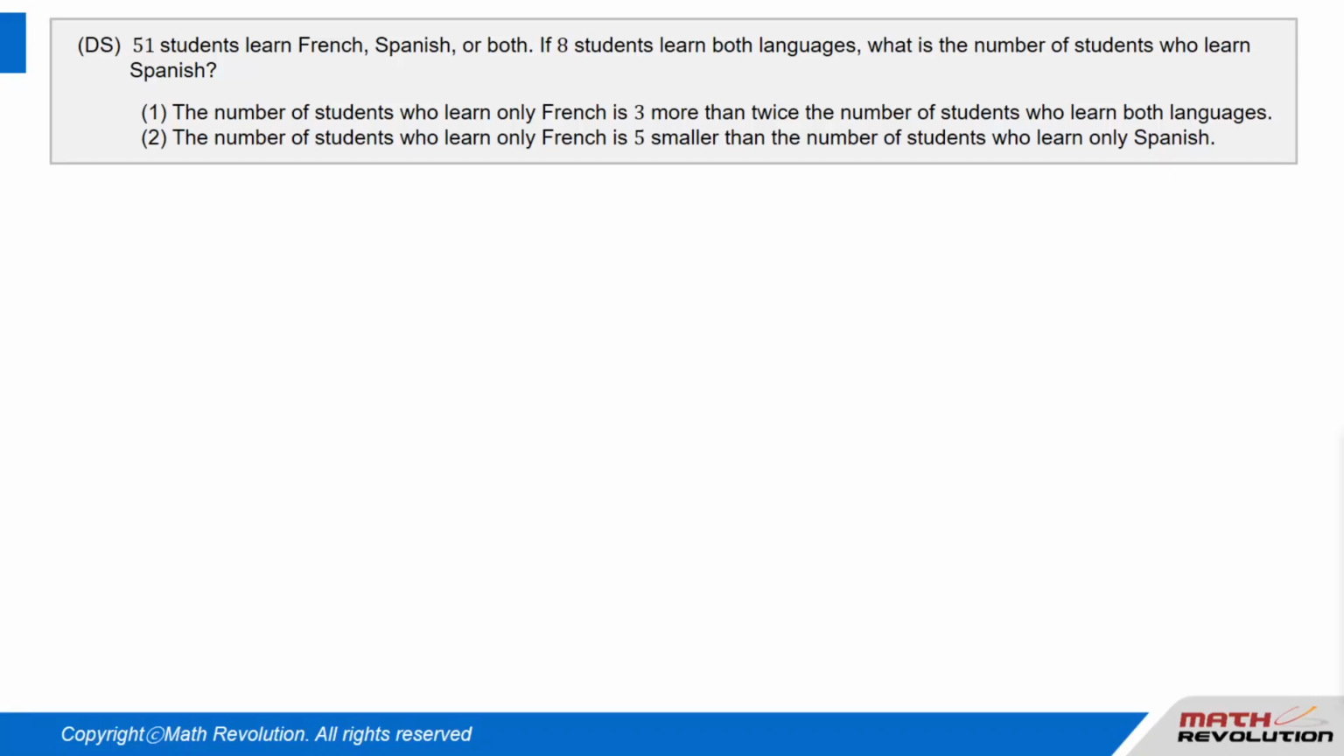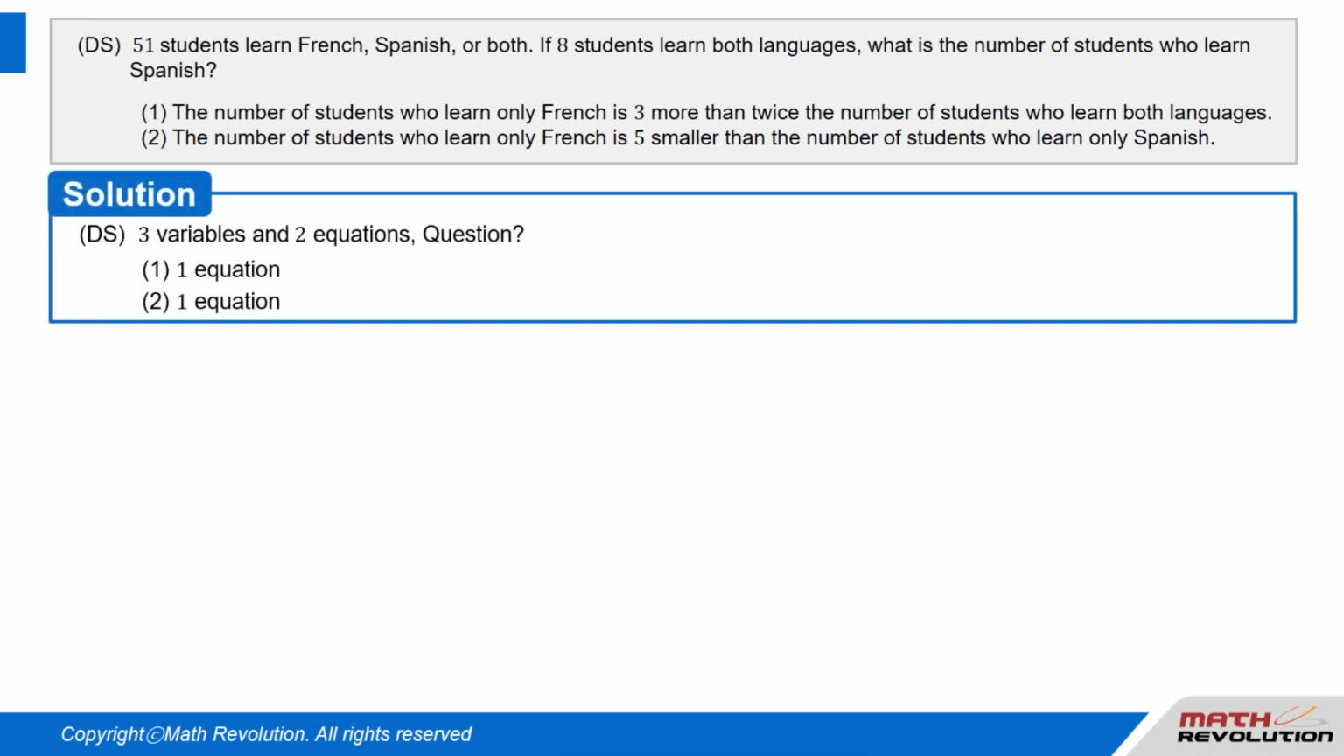Question. DS. 51 students learn French, Spanish, or both. If 8 students learn both languages, what is the number of students who learn Spanish? Condition 1. The number of students who learn only French is 3 more than twice the number of students who learn both languages. Condition 2. The number of students who learn only French is 5 smaller than the number of students who learn only Spanish.